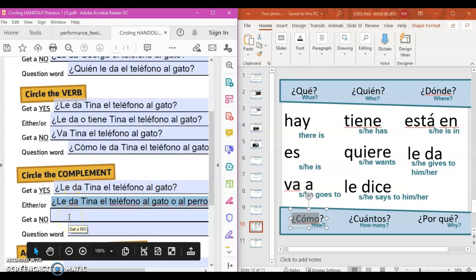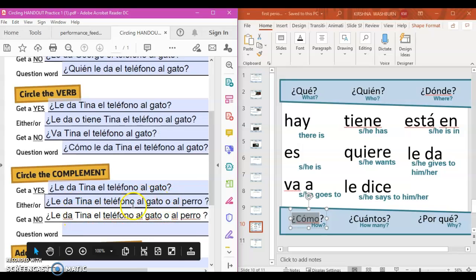All right, we got 2 more, and then we're done. So we're going to get a no answer for this one. I'm going to go ahead and rewrite my cat or dog question, and I'm just going to take out the word cat. Gives Tina the telephone to the dog? Or you could have said something like, gives Tina the elephant to the cat? Gives Tina the cat to the cat? You know, you could have just made it ridiculous.